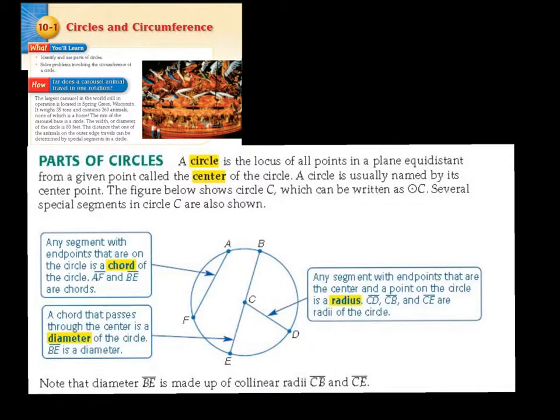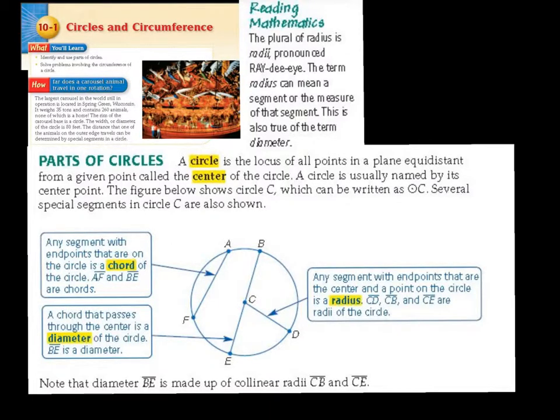Any segment with endpoints that are on the circle is called a chord. So this would be read chord AF. This is chord BE. A special chord that passes through the center is called a diameter of the circle. So segment BE is a diameter. Any segment with endpoints that are the center and a point on the circle is a radius. So segment CD, segment CB, and segment CE are all radii of the circle. Note that the diameter BE is made up of collinear radii, CB and CE.